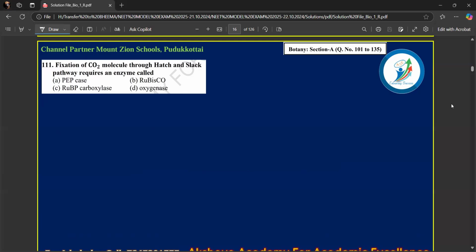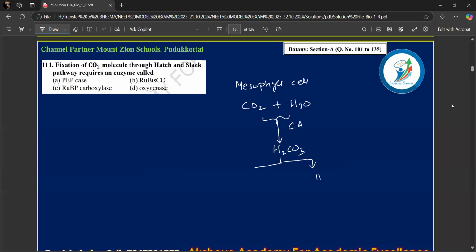First, in the mesophyll cell, there is carbon dioxide, which reacts with water. The enzyme involved is carbonic anhydrase. Carbonic anhydrase converts it into carbonic acid. Now, it's not a stable compound, so it splits into protons as well as bicarbonate.